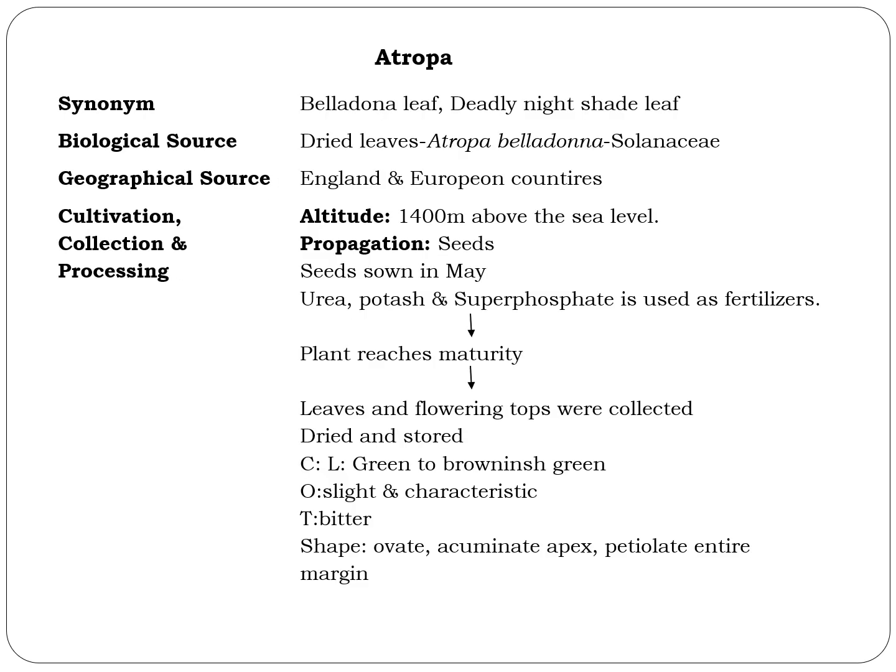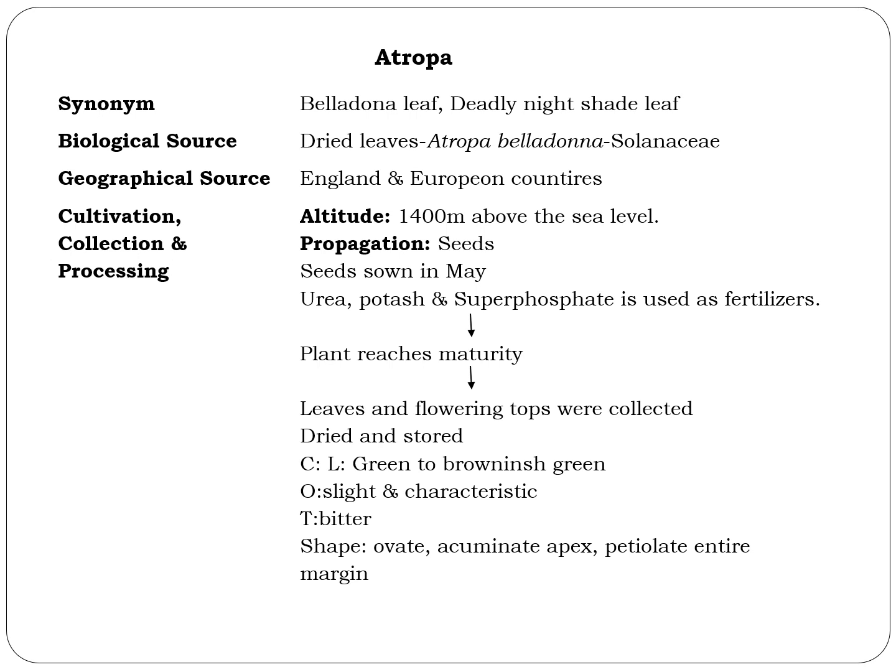The next drug is Atropa. It is commonly called belladonna leaf, and it is also known as deadly nightshade leaf. The biosource is the dried leaves of Atropa belladonna, belonging to the family Solanaceae. It is widely grown in England and European countries. It grows well at 1400 meters above sea level, and it is propagated by seeds. The seeds are sown in May.